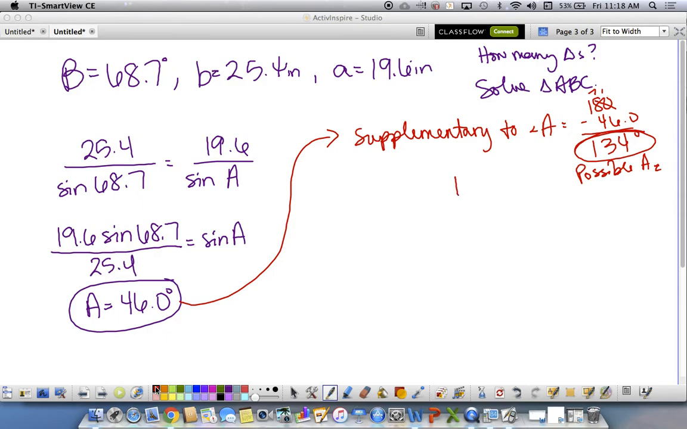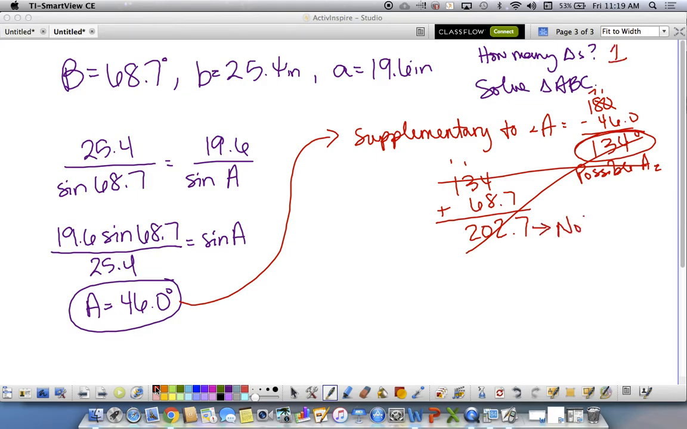Okay, but I need to check. So I'm going to take that number and add it to the angle that was given to us. Oh, that's over 200 degrees. Is a second triangle possible? No. Only one triangle is possible. This tells us there is not a possible second triangle, because the sum is more than 180. So yay, we only have 3 answers. We've already got one. Let's keep going. There is no A1 and A2.